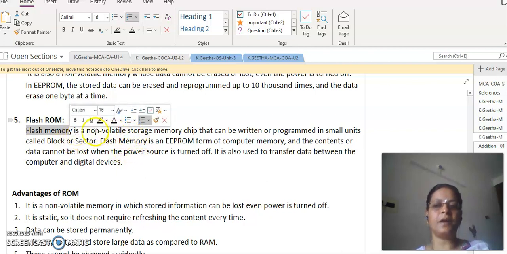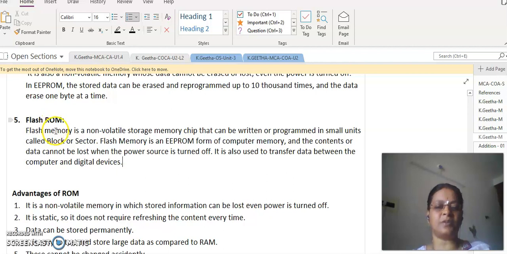Okay, it is a non-volatile storage memory and can be written in small units called blocks or sectors. So flash memory is going to be a subset of EEPROM, electrically erasable programmable read-only memory, and the content of the data cannot be lost when the power source is turned off. It is usually this flash type of memory.